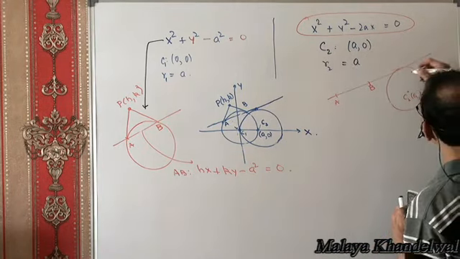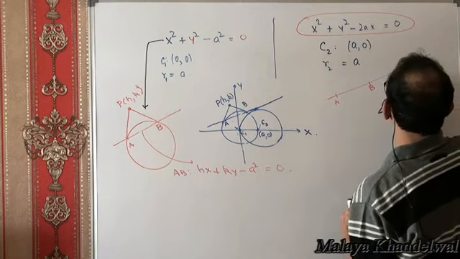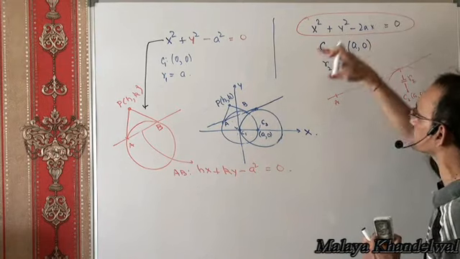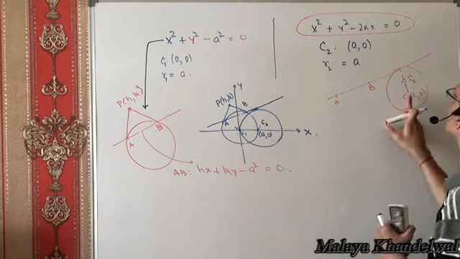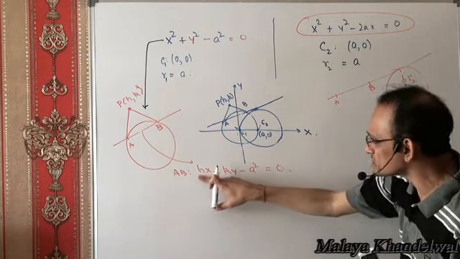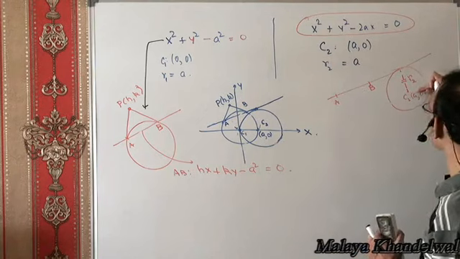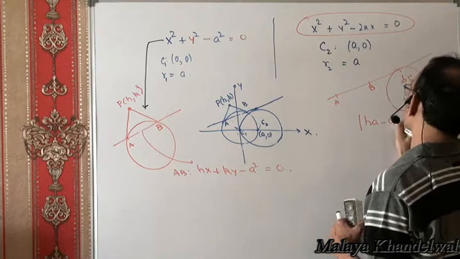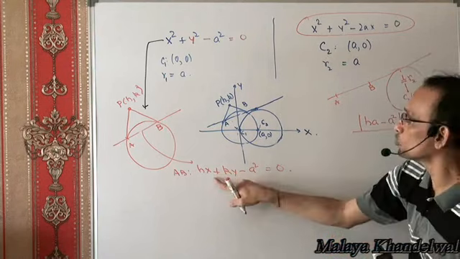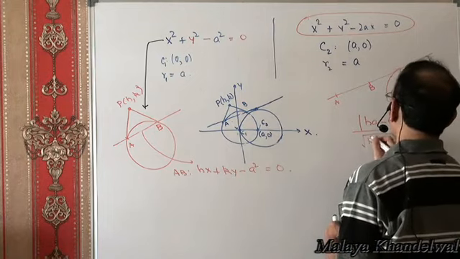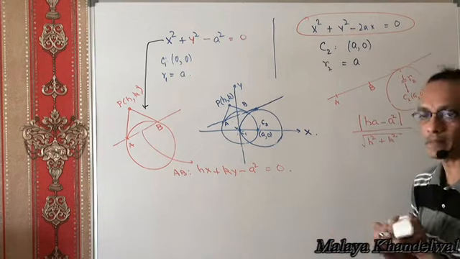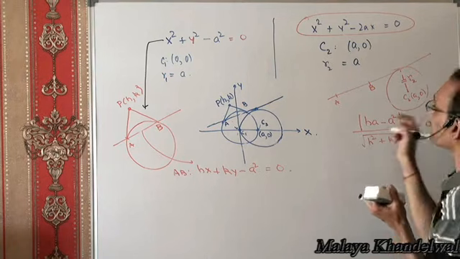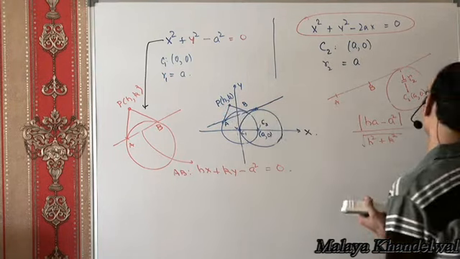That means the distance of this line from the center of the circle must be equal to the radius R2 of the circle. So the distance of AB from (a, 0): put x equal to a, y equal to 0. So mod of ha minus a squared divided by root h squared plus k squared must be equal to the radius R2, which is a. That must be the condition met by this point P.